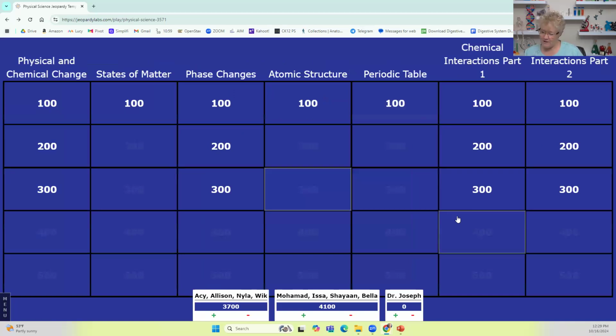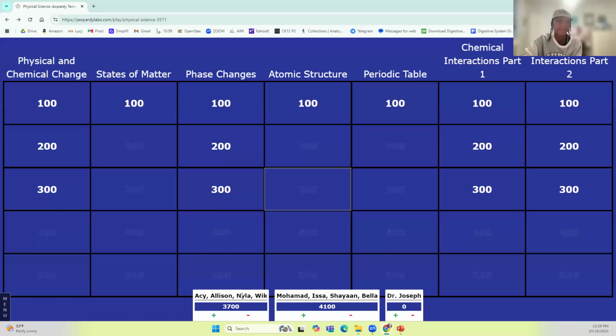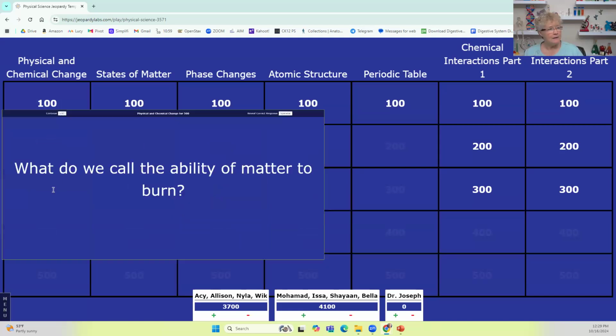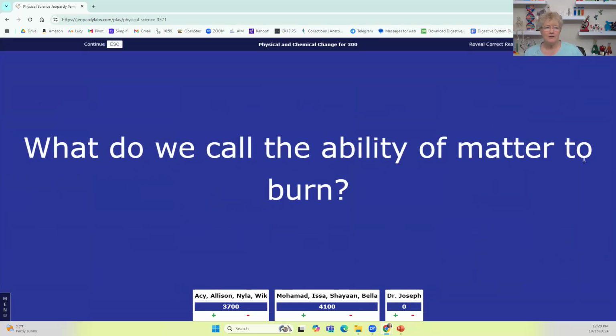And next we are to, who did we do last on team 1? Allison. Nyla, your turn. Physical change 300. What do we call the ability of matter to burn?